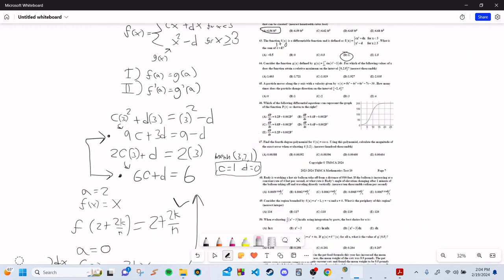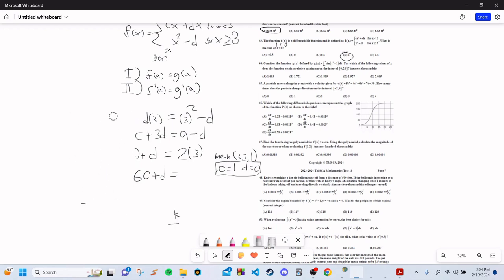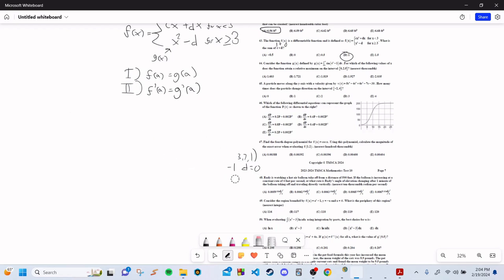So it's another longer calculus question, but the main takeaway is you gotta know the conditions to which a piecewise function has to follow so that it's differentiable.